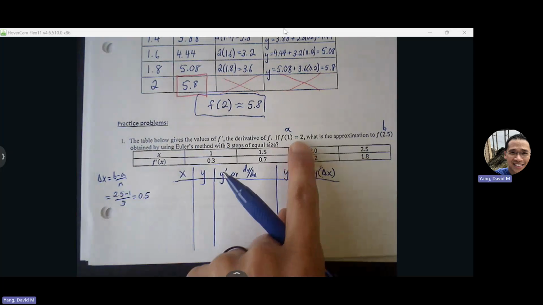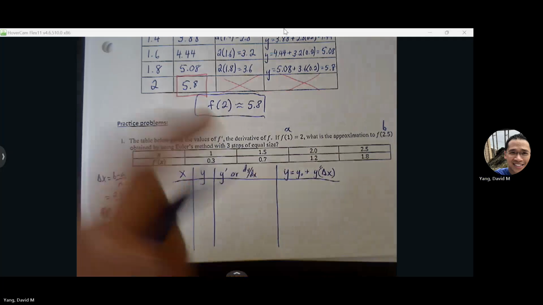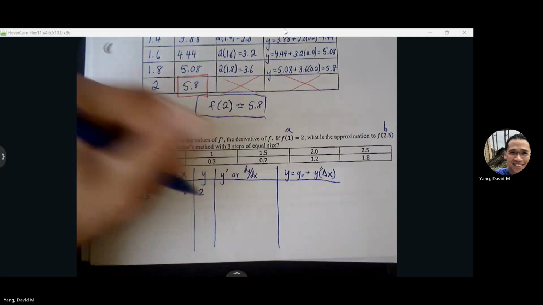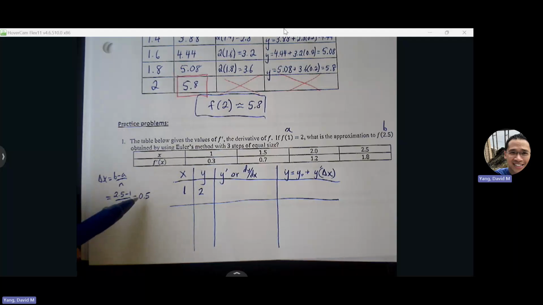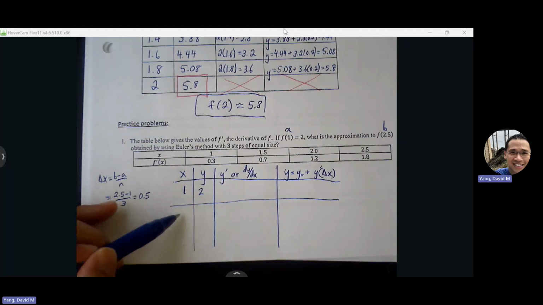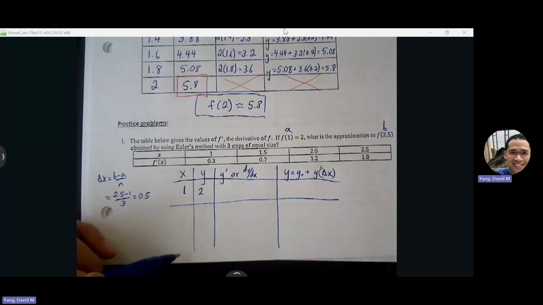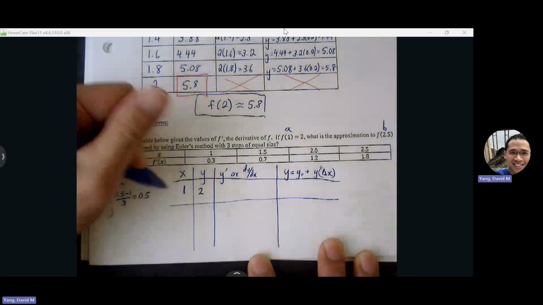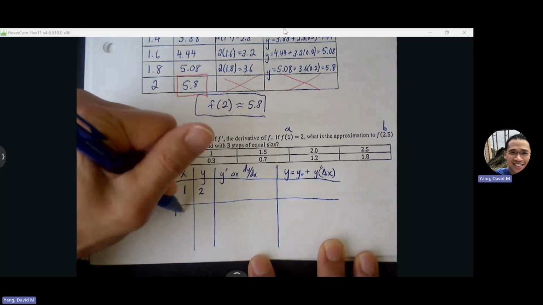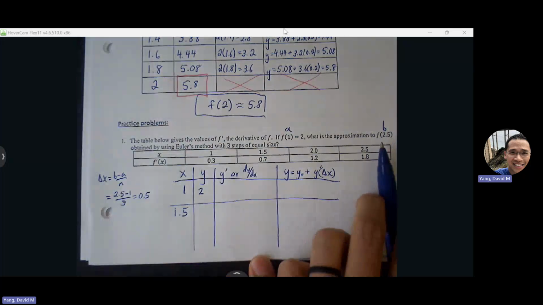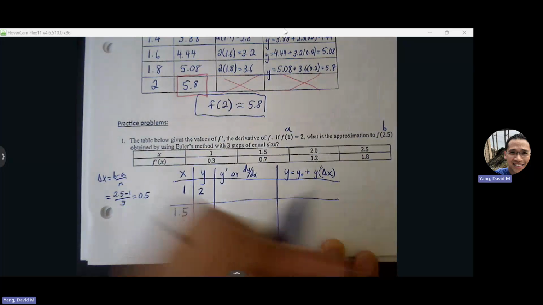All right, so start off with your ordered pair. We're just going to keep adding 0.5 until you reach your destination, so you have an idea how far you need to go. So we're starting at 1, and we're adding 0.5. We're going to keep adding 0.5 until we reach that destination, 2.5.